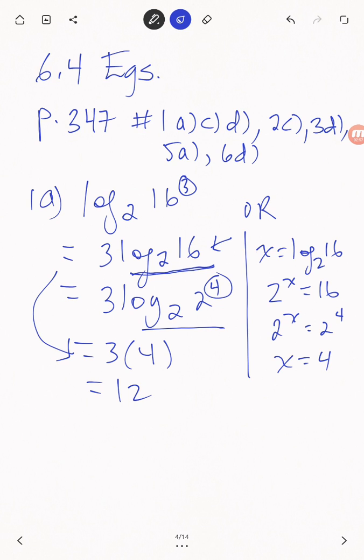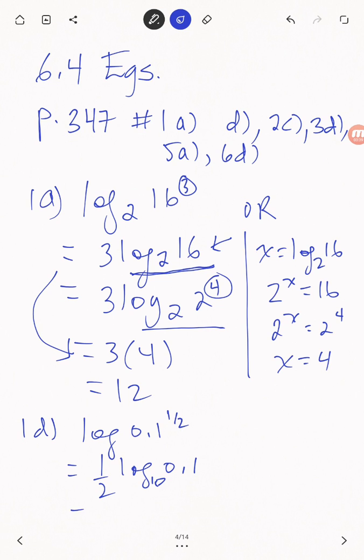Okay, actually, I'm not even going to bother doing C because that's basically the same thing. Remember that if there's no base showing in the log, the base is 10, that's a common logarithm. So let's just go straight to 1D, which is evaluate the log of 0.1 to the 1/2. Same idea, I can apply my power law, bring that 1/2 down in front, multiply it by the log of 0.1, and of course the base is 10, common logarithm.